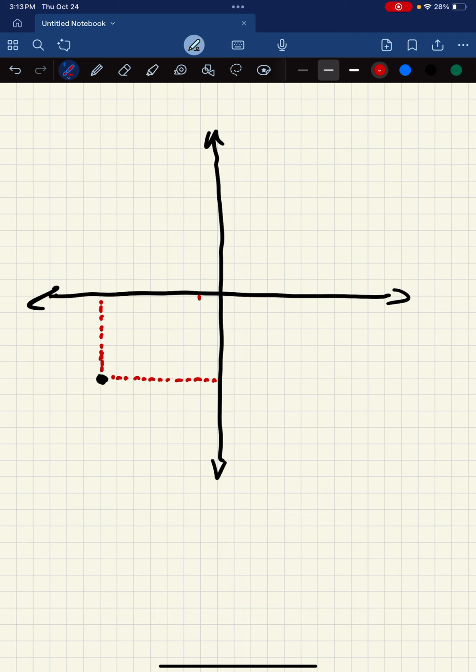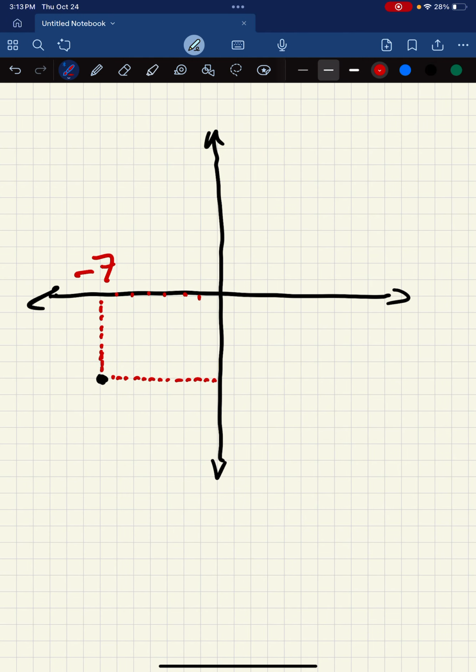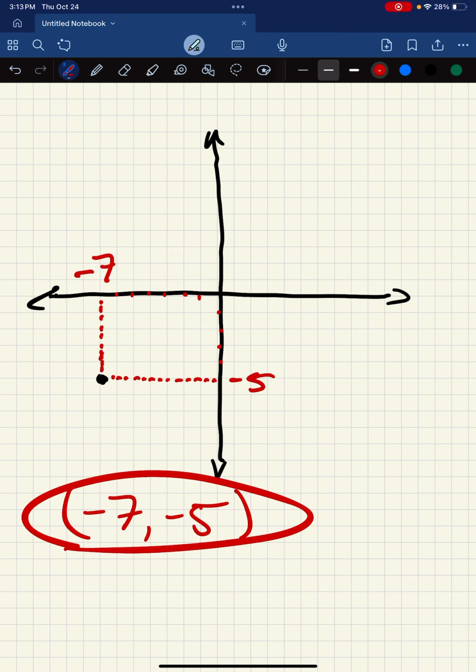So we have -1, -2, -3, -4, -5, -6, -7, which is, I think, where we were on the last problem. Yep, -7. And then on the y-axis, again, the top is positive, the bottom is negative. So -1, -2, -3, -4, -5. So that point can be described by the pair -7, -5. Remember, x goes first.